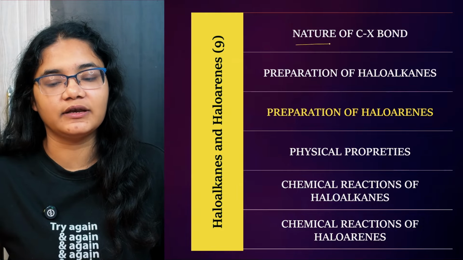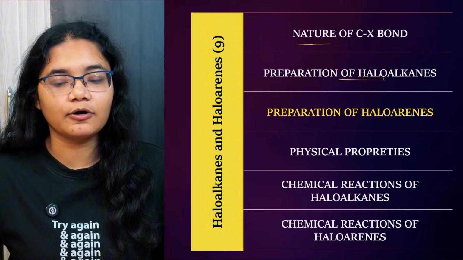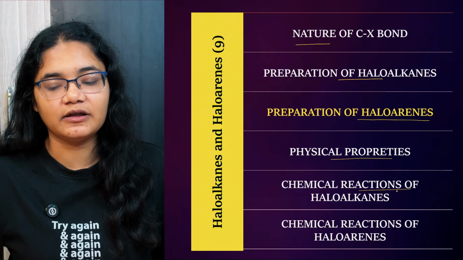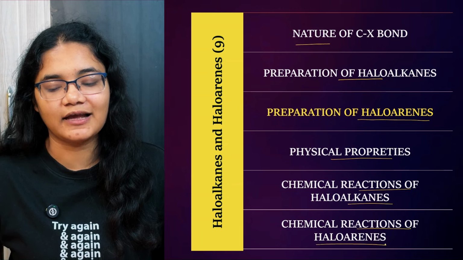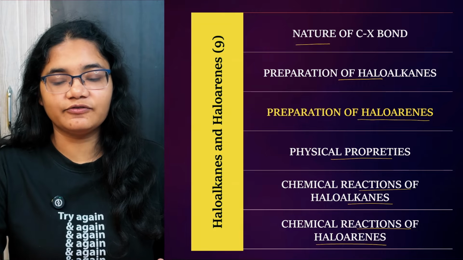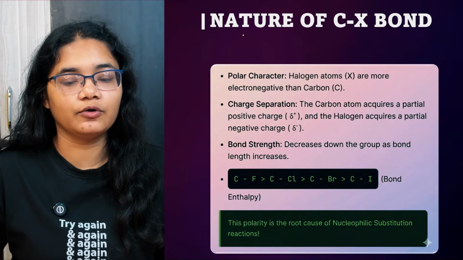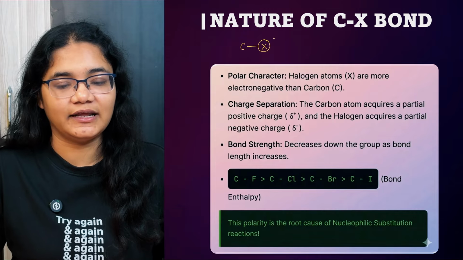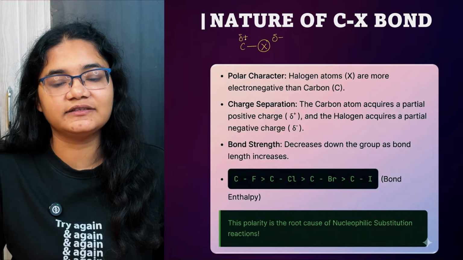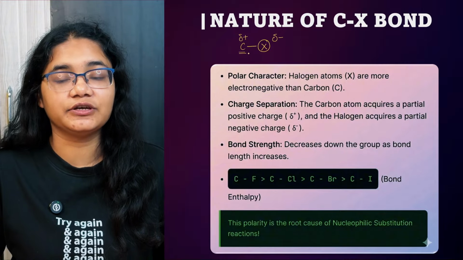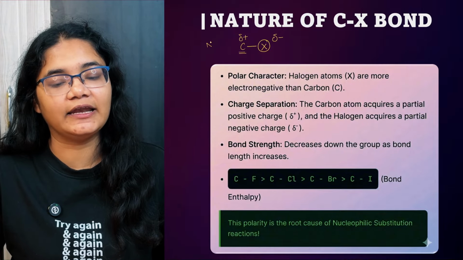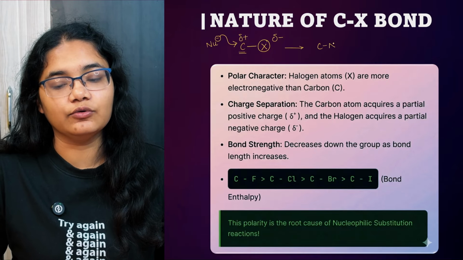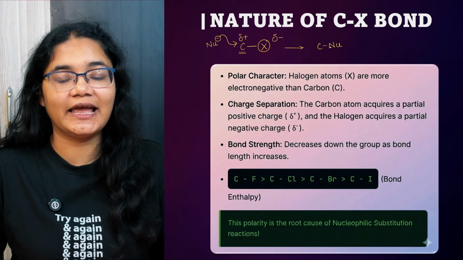So first we'll talk about the nature of C-X bond. Next, we'll talk about preparation of haloalkanes, preparation of haloarenes, physical properties, chemical reactions of haloalkanes and chemical reactions of haloarenes. Okay, so first if I talk about the nature of C-X bond, if you see C and X, X is electronegative in nature, right? So it is delta minus and carbon is delta plus. So the carbon attached here is electrophilic in nature, and any nucleophile can attack on this carbon to give you C-Nu bond. Okay, so that is the nature of the C-X bond.